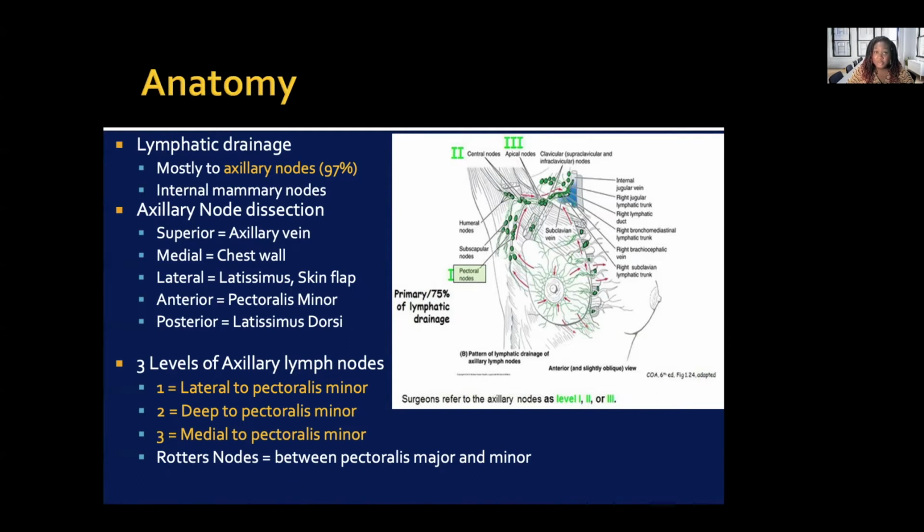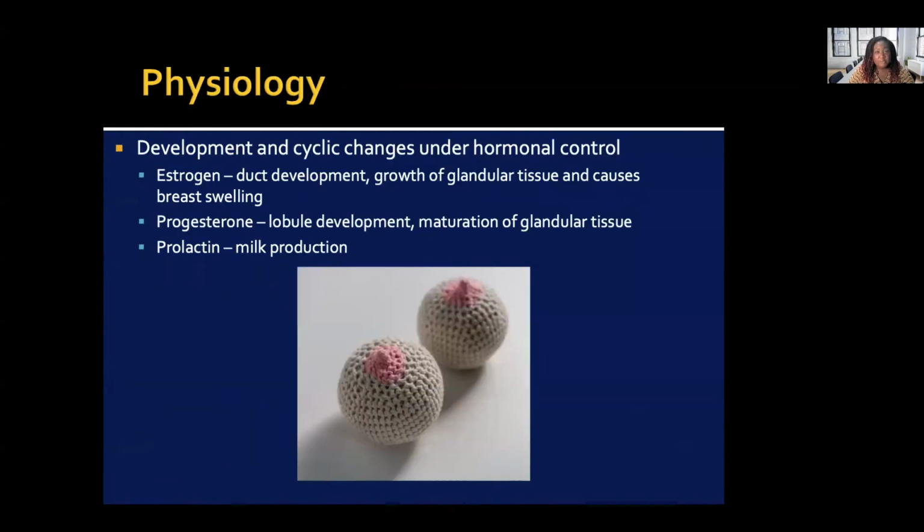The axillary lymph nodes have three levels: 1, 2, and 3. Level 1 is lateral to the pectoralis minor. Level 2 is deep to the pectoralis minor. And level 3 is medial to the pectoralis minor. You can see them here: 1, 2, and 3. Now, it's important to know that nodes between the pectoralis major and minor are referred to as Rotter's nodes.